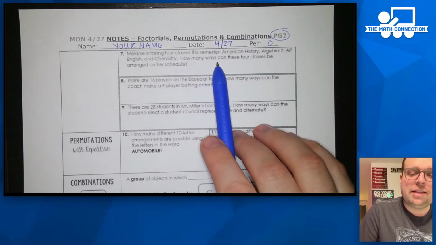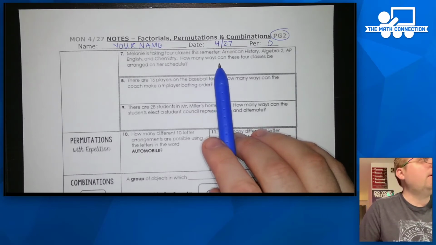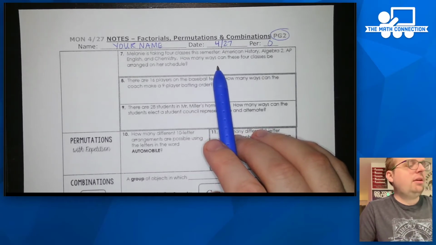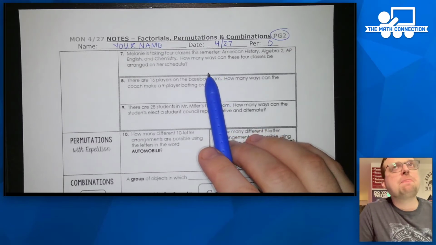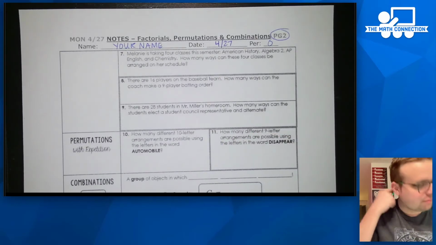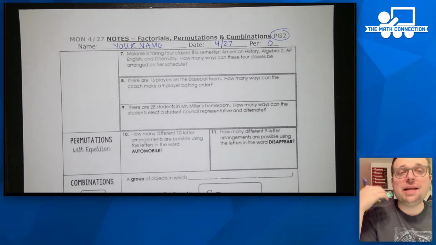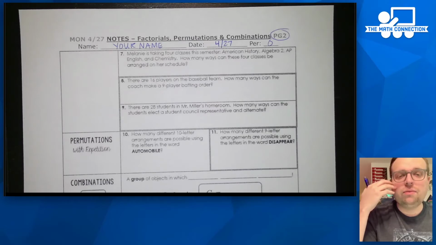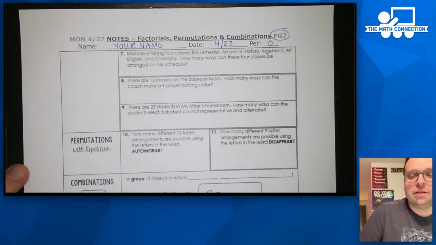How many ways can these 4 classes be arranged on her schedule? So the question is, she has 4 classes, and the question really is how many slots are in her schedule, because we know how many objects we have, we just don't know exactly what the number of slots are that we can fit those objects and arrange those objects in.